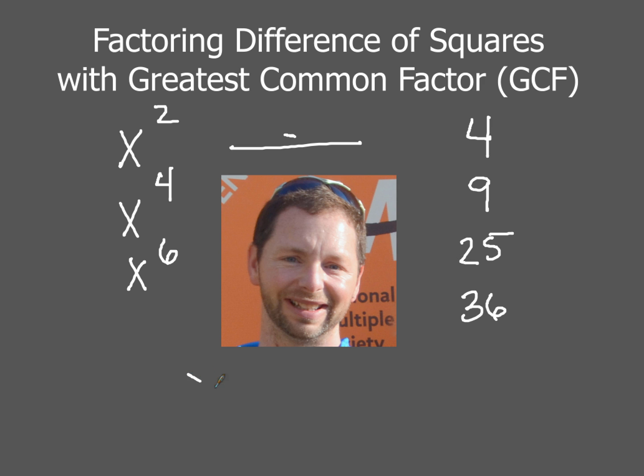Now, of course, these things could be switched around, and you could have the perfect square number first, and then the variable second, but I digress. Alright, so let's check it out. Let's do a few examples to see what's going on here.